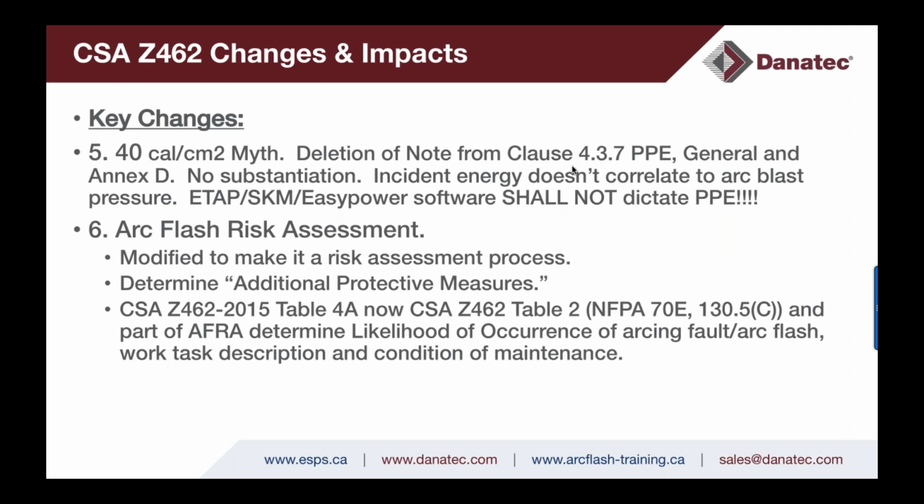Now, item 5 has been an ongoing effort: the 40 cal per centimeter squared myth. The notes from Z462 and 70E that implied that if the incident energy is greater than 40 cals, greater emphasis is required have been deleted. There was never any substantiation to that note, and it's mentioned in Annex D. So it's been removed. Incident energy doesn't correlate to arc blast pressure.